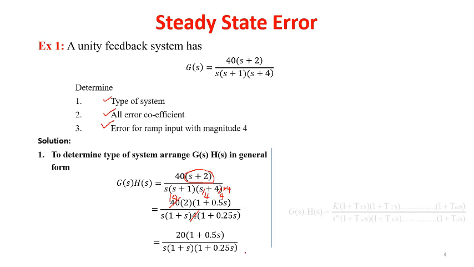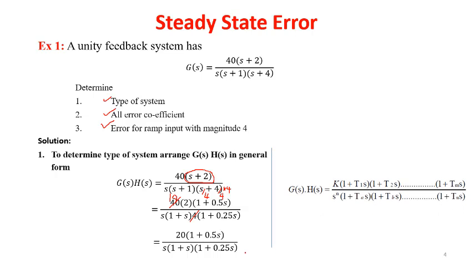When we compare this with the generalized form, that is G of S, H of S equal to K times (1 plus tau 1 S)(1 plus T2 S) and so on till (1 plus Tm S), divided by S to the power n times (1 plus Ta S)(1 plus Tb S) and so on till (1 plus Tn S). Here S to the power n tells us n, the type of system, and K is the constant or amplification gain, K equals 20.